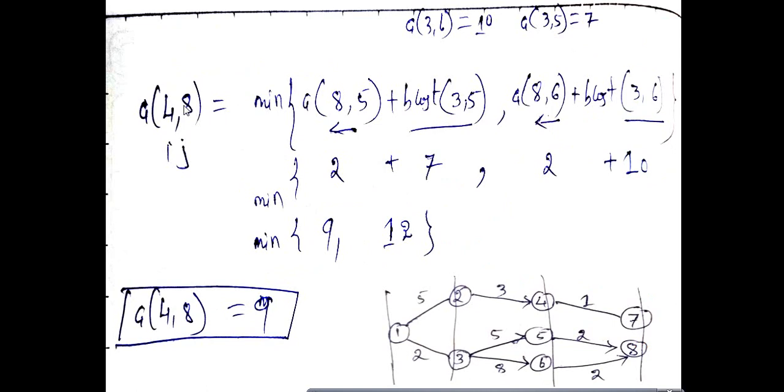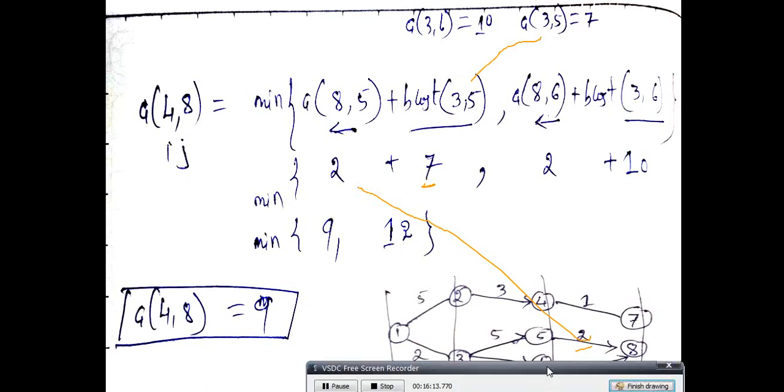Similarly, we have to calculate the 8th vertex. 5 to 8. What is the cost of 5 to 8? 2. So 2 you have to write here. And backward cost of 3 comma 5. Previously we have calculated 3 comma 5, how much? 7.